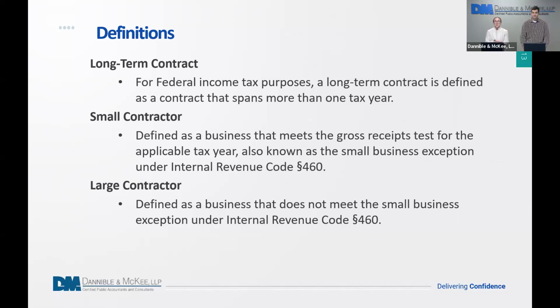A small contractor, as we just went through, is defined as a business that meets the gross receipts test for the applicable year. And that is, again, subject to inflation on an annual basis. A large contractor is a business that does not meet that exception under Internal Revenue Code 460.